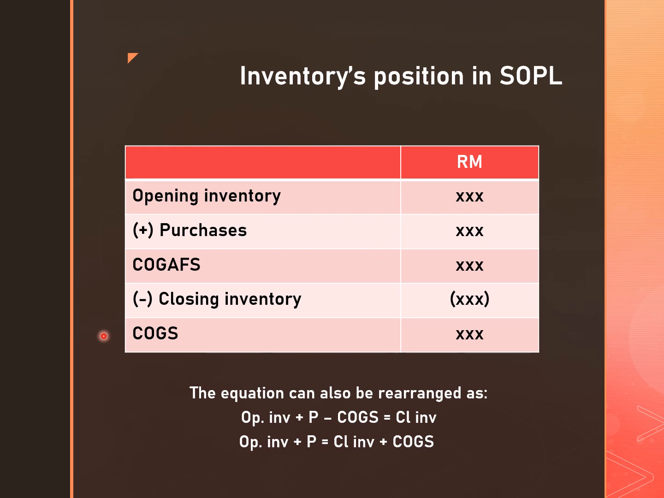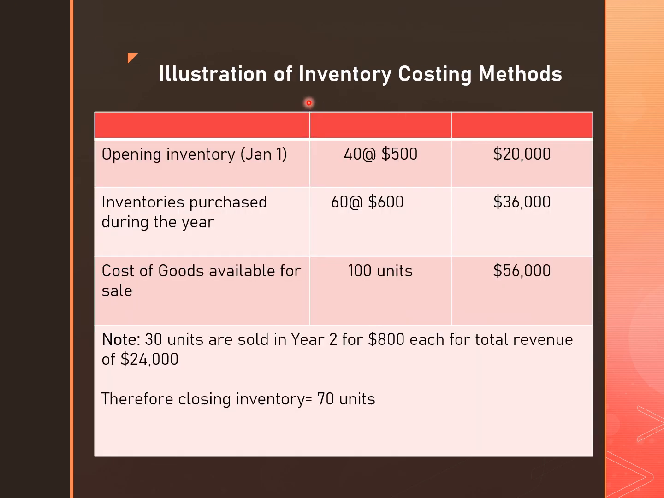Okay. So, this equation can also be rearranged as opening inventory, campur purchases, tolak COGS, dapatlah closing inventory. Betul tak? Ataupun, kalau you nak move kan COGS ni, sebab dia negatif kan, you nak move ke belah sini. So, opening inventory plus purchases equal to closing inventory plus COGS. Clear? This is a simple illustration untuk costing method, inventory costing method.